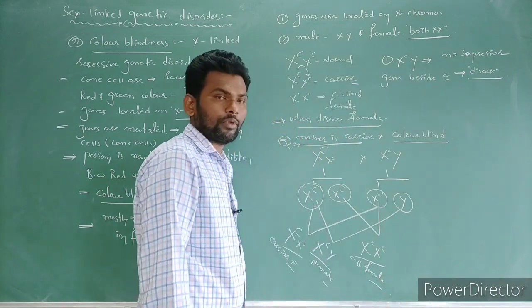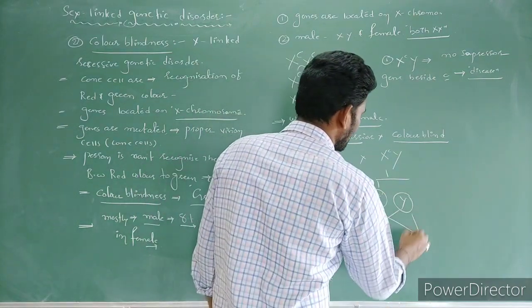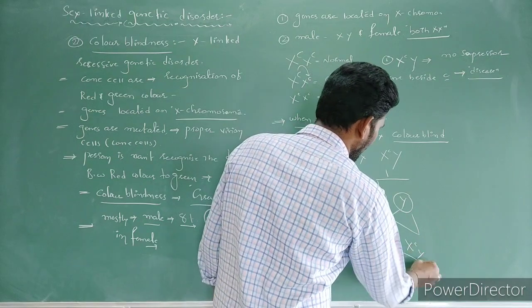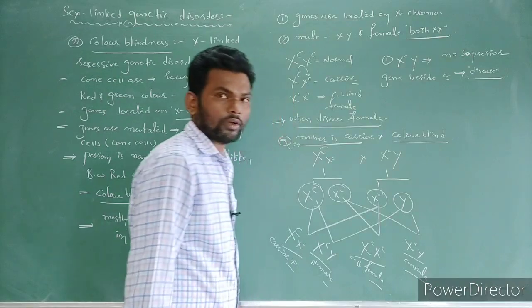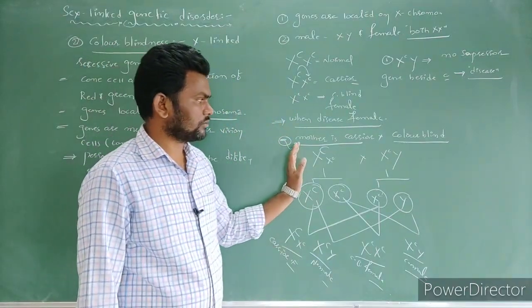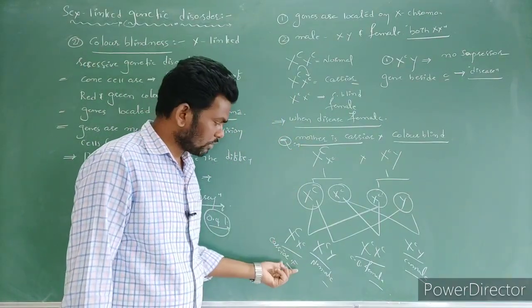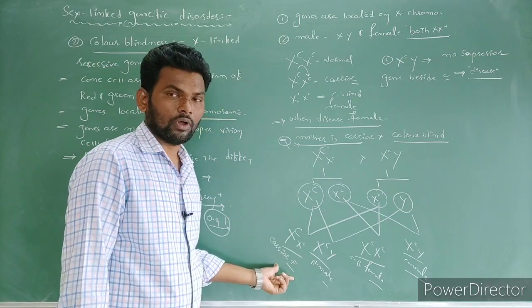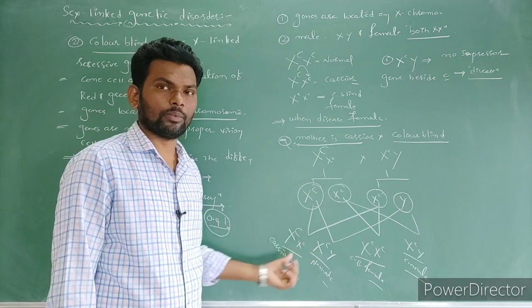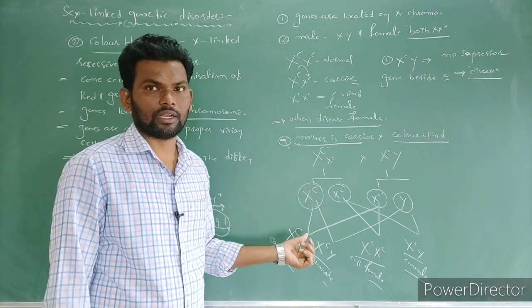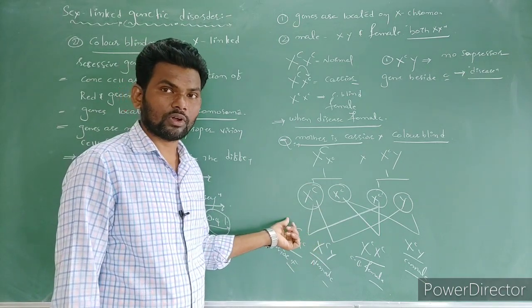Color blind female. Next, color blind male. Okay, so like that we have to cross. And here the question is, again, two questions, same. Out of total progeny, how many progenitors are suffering from the disease? How many progenitors are normal?